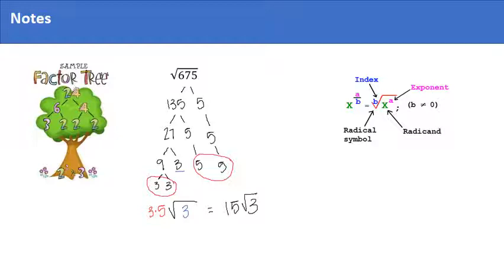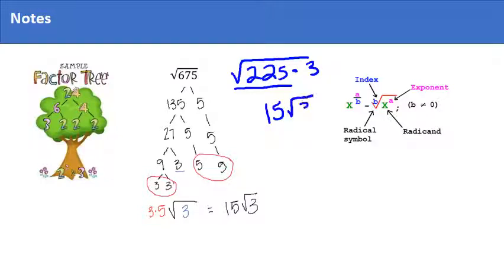And we know that 675 divided by 225 gives you 3. So that means your 675 is made up of 225 times 3. Okay, I just wanted to make sure we show you both ways. So the square root of 225 is 15, and then you're left with the square root of 3.